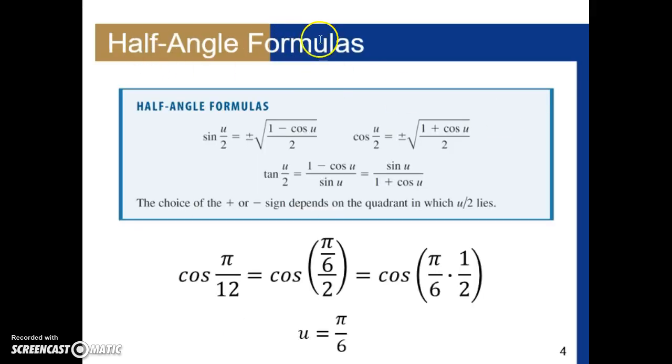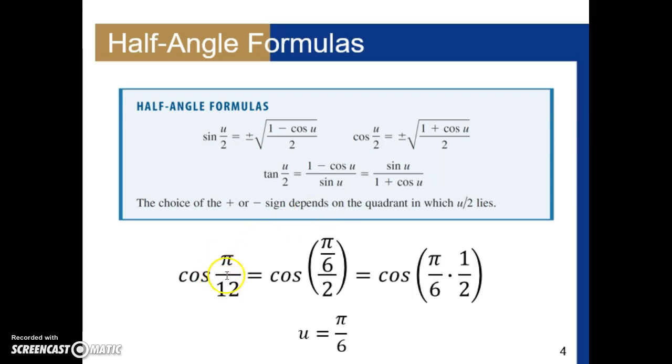Let's talk about the half angle formulas. Sometimes we have angles for sine, cosine, or tangent where they're not those pretty useful exact value angle measures. They're not pi over 4, they're not pi over 6 or pi over 3.